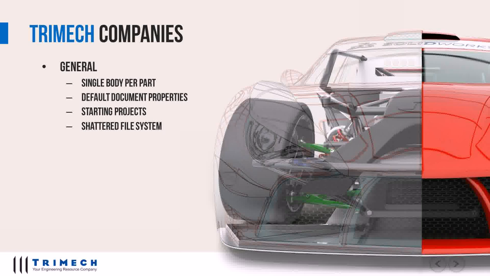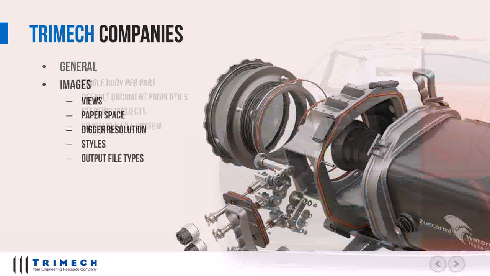All right, so again, we went over single body per part and the benefits of that. We also talked about default document properties there, how you want to start your projects. When you're starting a project, you don't want to just open up the SMG file. You want to put it into a new document. And we also showed you how to create a sharded file system and the advantages of working with a sharded file system. Okay. Next thing I want to talk to you guys about is views.